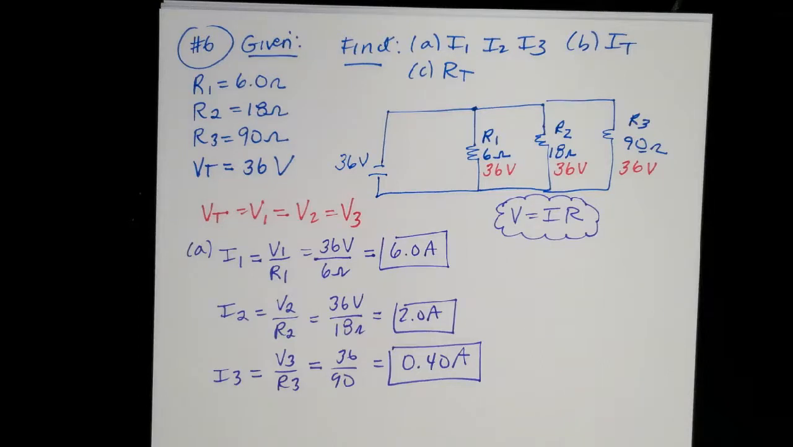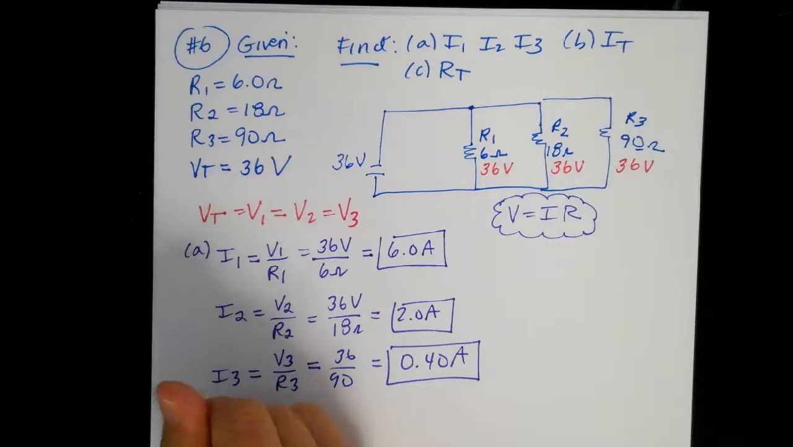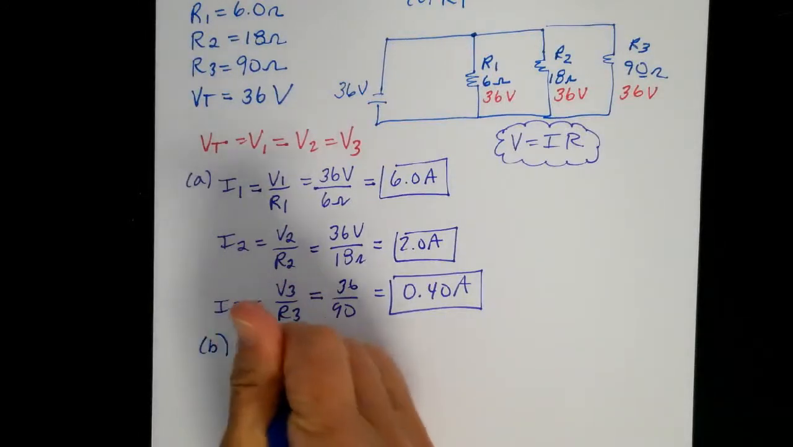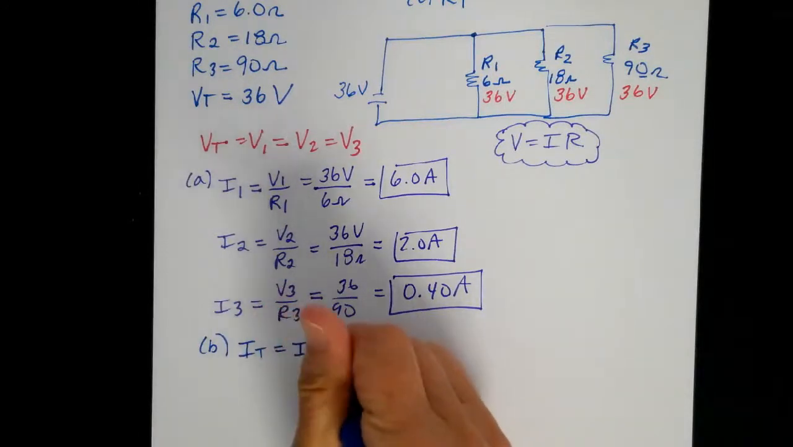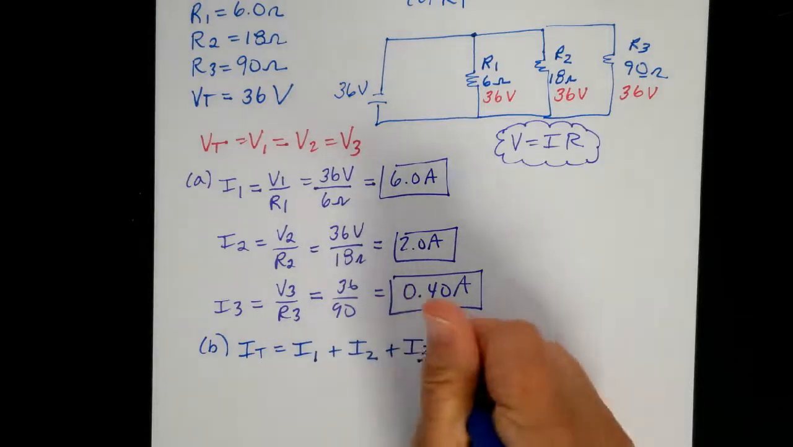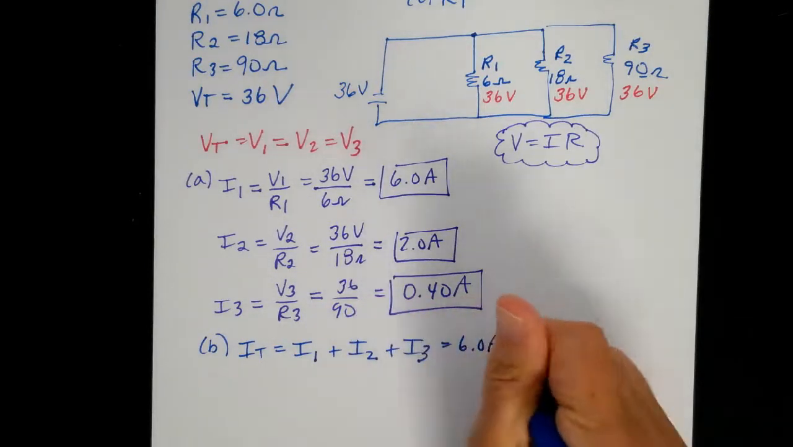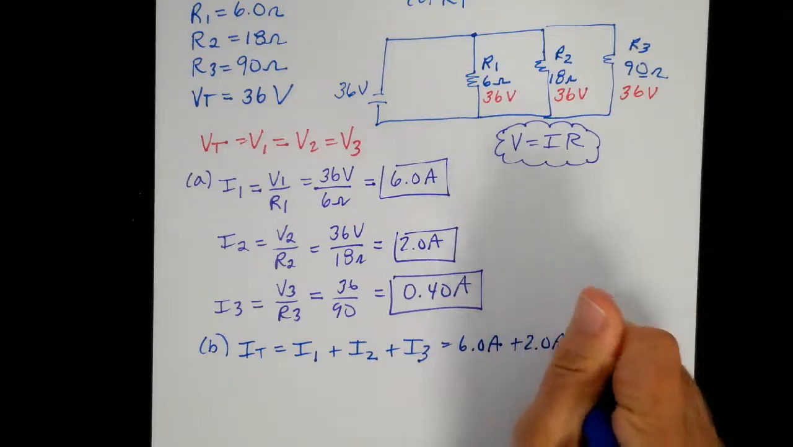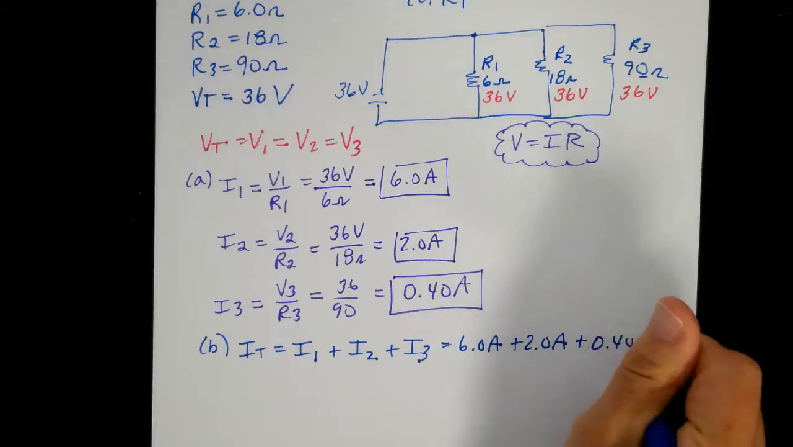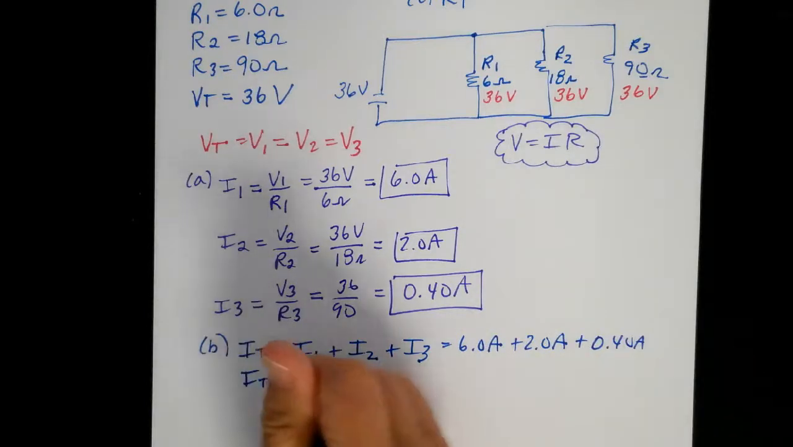Okay, so let's look at part B. It says find the total current. Well, I know in parallel the current adds up. So IT is equal to I1 plus I2 plus I3. So that's going to be equal to 6 amps plus 2 amps plus 0.4 amps. So IT is equal to 8.4 amps.